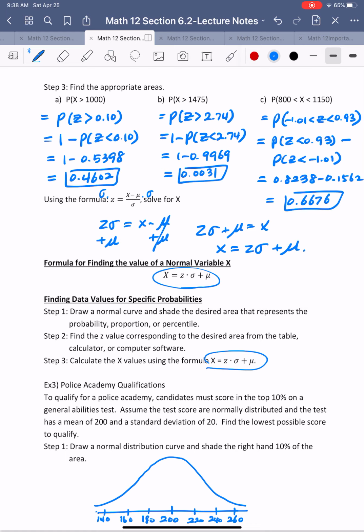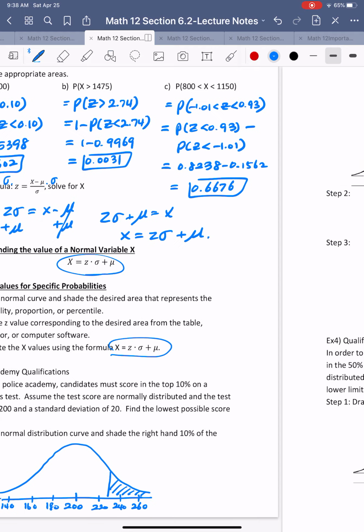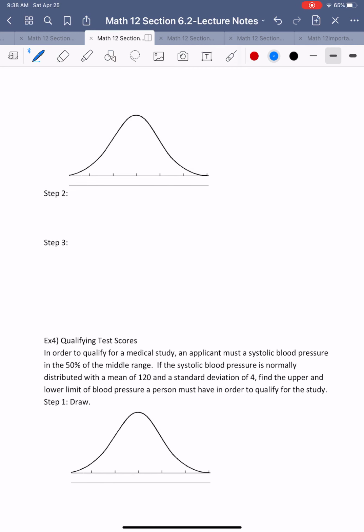And then shade the right hand 10% of the area. So the right hand 10% of the area, I want to say about here. Okay, all right, so yeah, we have it already here. So I just want to make that as mean 200, then 220, 240, and 260 on the right, and 180, 160, and 140 on the left.